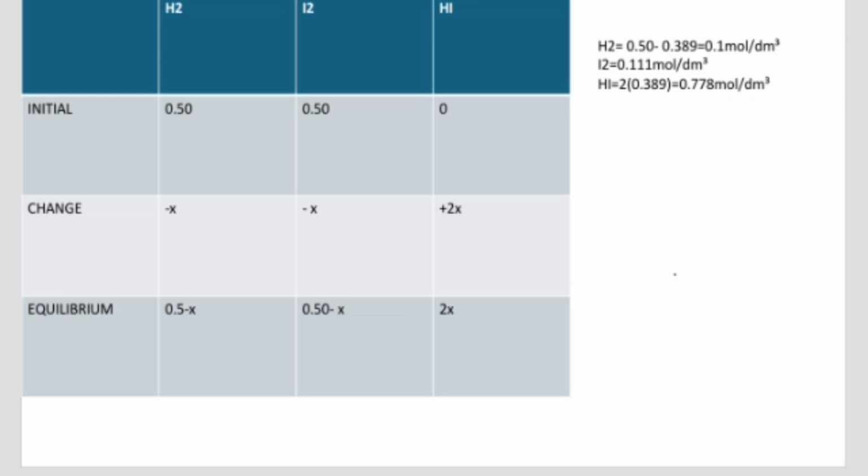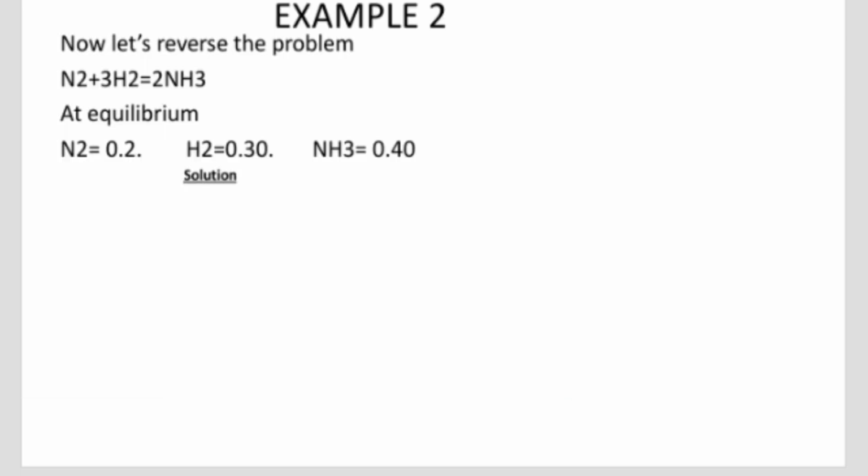Another example. Now let's try to reverse the problem. Here, instead of the initial concentrations, we have been given the final concentrations, at equilibrium. So your job here, they are asking you to find the equilibrium constant. How do we find the equilibrium constant? We write the Kc expression.